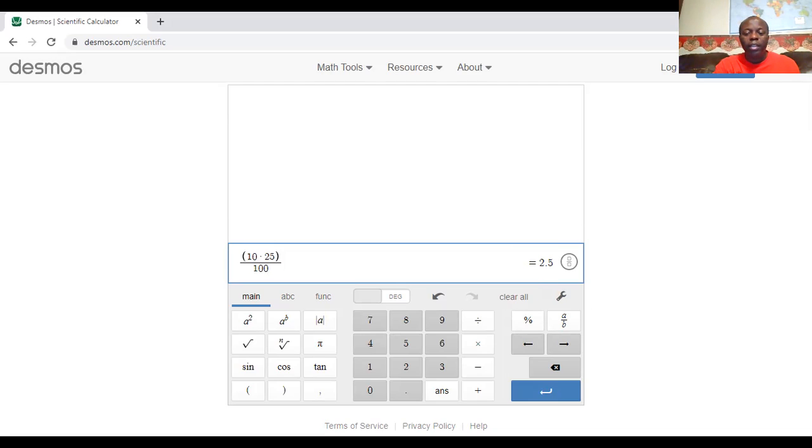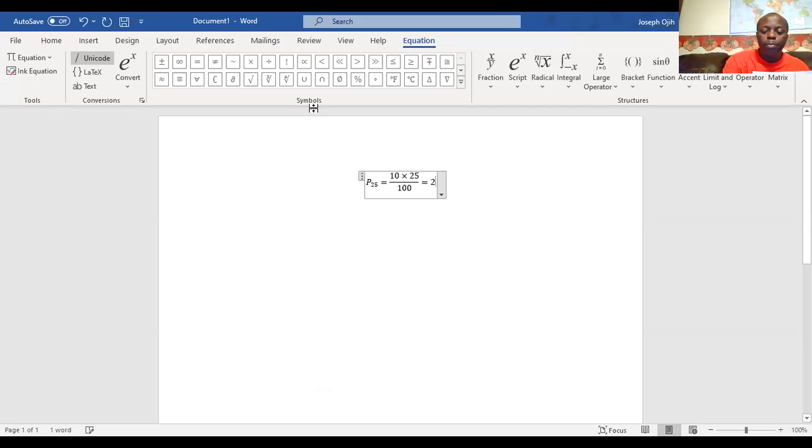So I'm going to put it in our work. Let's take it back to our workbook. 2.5, which is the third number. See? Go to the third number.